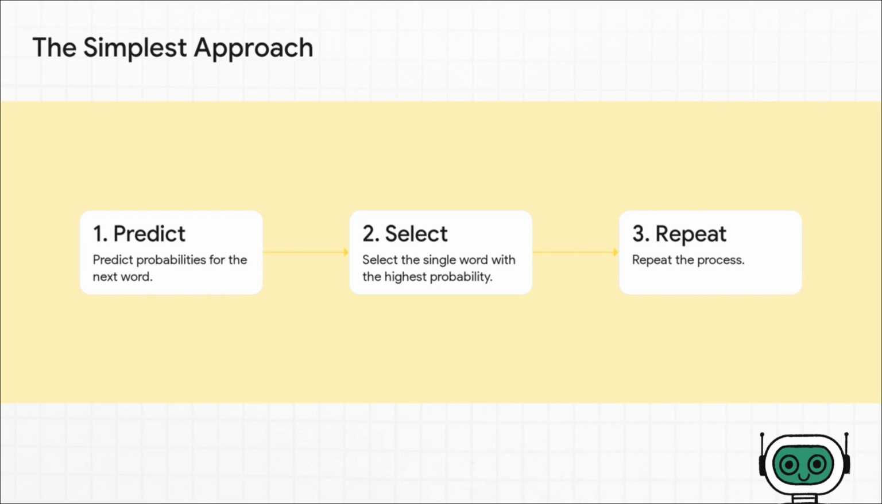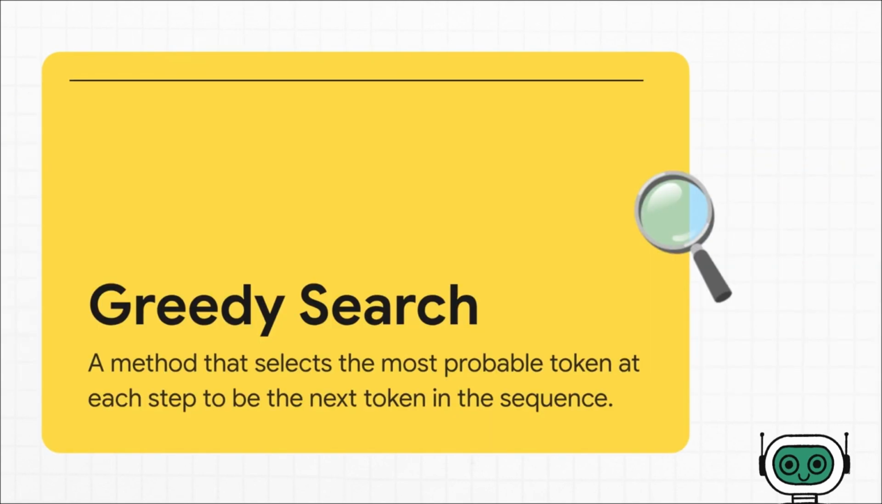So what's the most obvious way to solve this? Well, you could just look at that huge list of probabilities, find the single word with the highest score, pick it, and then just do that over and over again. Simple, right? This very simple approach is called greedy search, and it's called greedy for a reason. At every step, it makes the choice that looks best right now, without any thought for the future. It just grabs the most likely word and moves on.